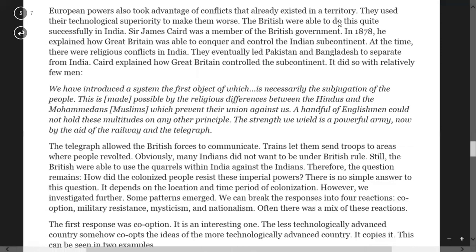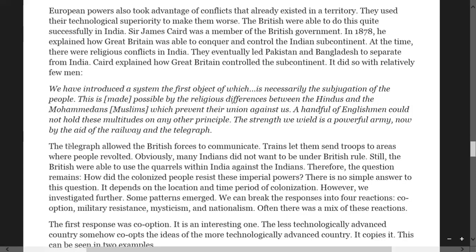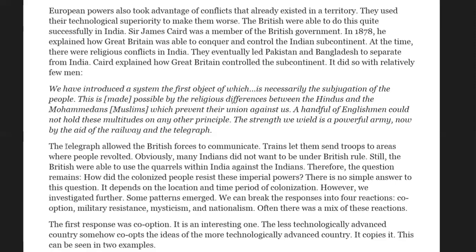And then they talk about how the Europeans here in this paragraph also took advantage of conflicts that already existed in a territory. They used their technological superiority to make them worse. And so they use the British in India as an example. In India, there was already a conflict between Hindus and Muslims. And the British were able to use this conflict to their own advantage, to split them apart and make them both weaker separately than they would be if they joined together and fought against the British. So by splitting them apart, they made it easier to control them. This was a strategy that colonial powers often used. And then they mention how the telegraph and the train systems helped the colonial powers control these large areas with many people with fewer people.